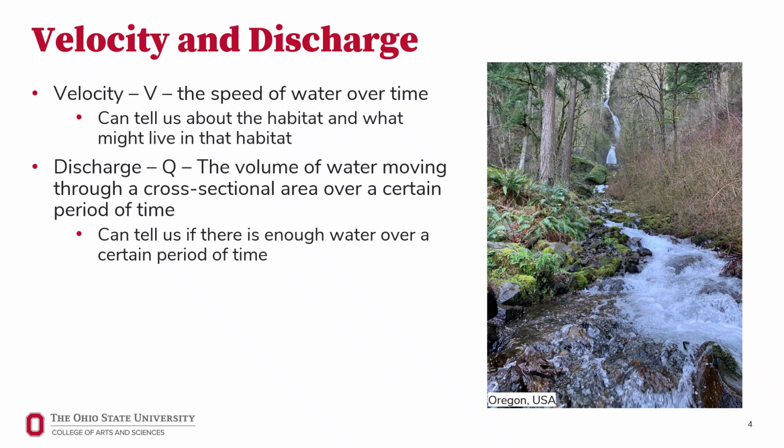In this slide, I'm going to talk about velocity and discharge. These are two different metrics, and it's important for this class that you understand the difference between them. Velocity, represented by a v, is the speed of water over time. The velocity of the water is important because it can tell us a lot about the habitat and what might live in that habitat. For example, I have added an image of a high-velocity river in the Columbia River Gorge.